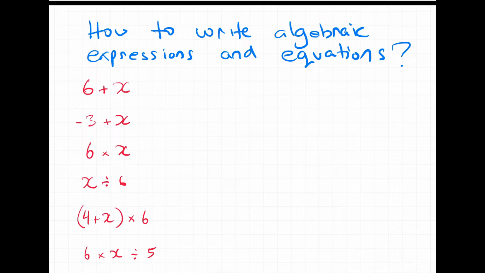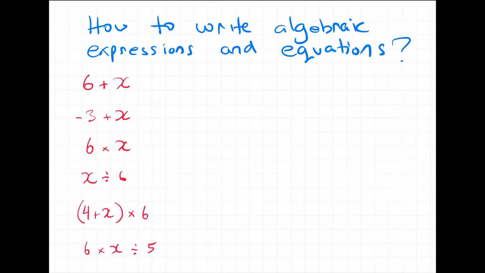Now with the first one, 6 plus x, this is still correct. There's nothing wrong with that, but generally what we do is we would put the variable first and the constant last. So this is better written as x plus 6. For the second one, you can see I have negative 3 plus x. So that's the same thing. I want to put the x first, but because it's a negative 3, it's going to be x minus 3. I need to keep that negative sign that's here with that 3.